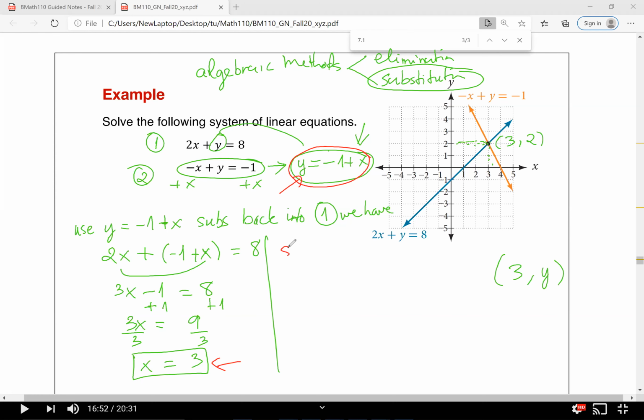Okay, so y equal to -1 plus x, and it's going to be -1 plus 3. So then y is going to equal 2. Okay, so that's exactly the answer that I estimated from the graphical method. Okay, so that is the substitution method.